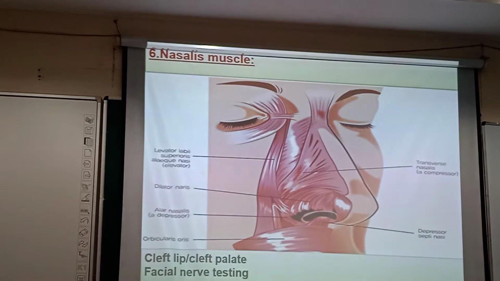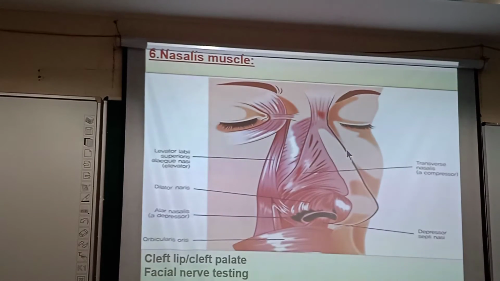Coming to nasalis muscle. It is of two types, compressor naris and the dilator naris. Compressor naris takes its origin from the maxilla. Here it is maxilla, and going to the dorsum of nose. This part is root of nose and this one is dorsum of nose. So from maxilla it takes its origin and gets inserted into the dorsum of nose and intermingles with the opposite side; these are paired muscles. So this is compressor naris and it intermingles with the fibers of the opposite side.